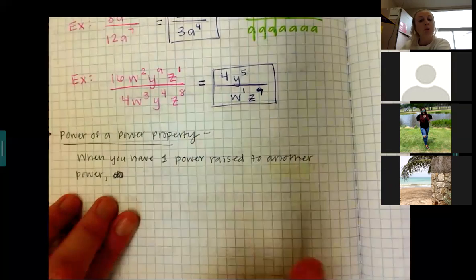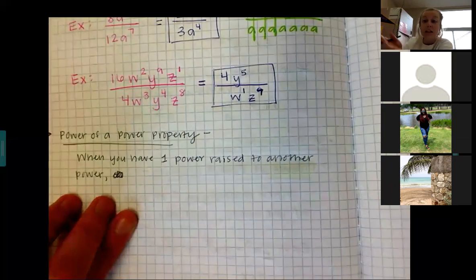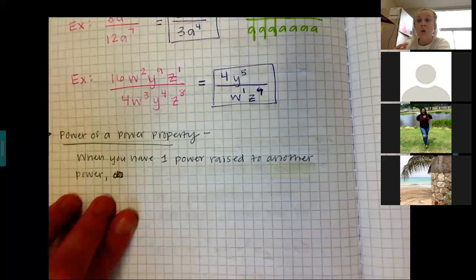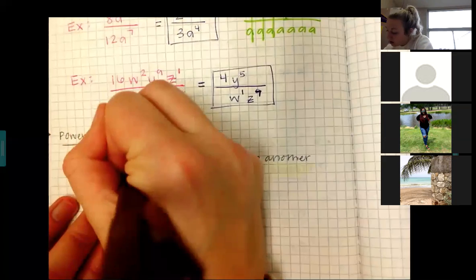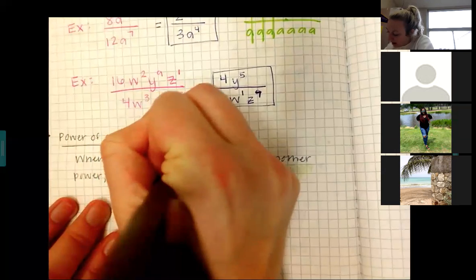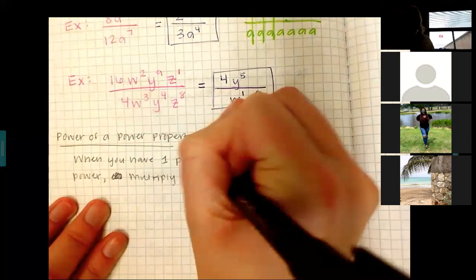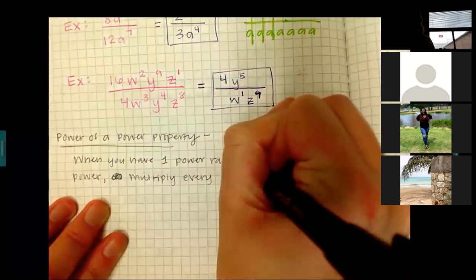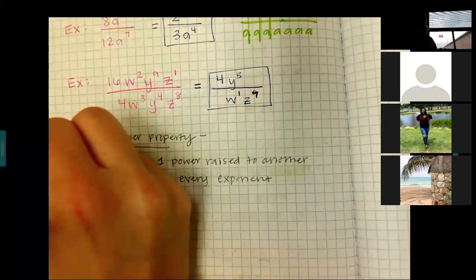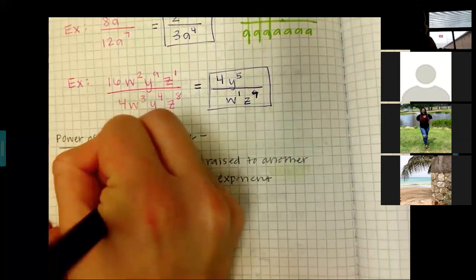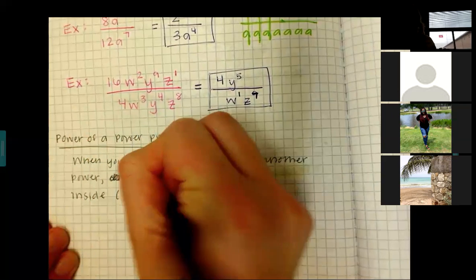Okay, so when you have one power raised to another power, you're going to carry in the outside exponent, which means we're going to be multiplying it. So let's write multiply every exponent inside the parentheses by the outside exponent.